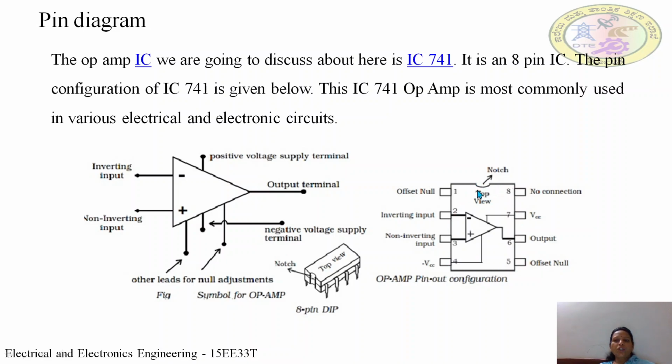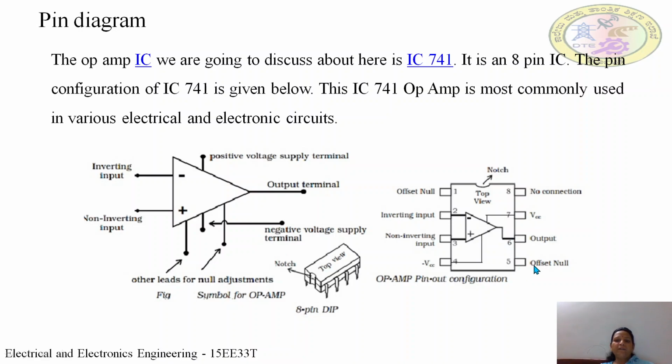There is a notch on the top of the IC. To the left side of the notch, pin number 1 starts. So the numbering of the pins starts from the left side of the notch. Pin number 1, offset null. Pin number 2 and 3 are kept aside for the two input terminals. Pin number 4 and pin number 7 for the supply voltages. For pin number 8, we don't have any connection. It is left open. It is only provided for the sake of equality of numbering of the IC.